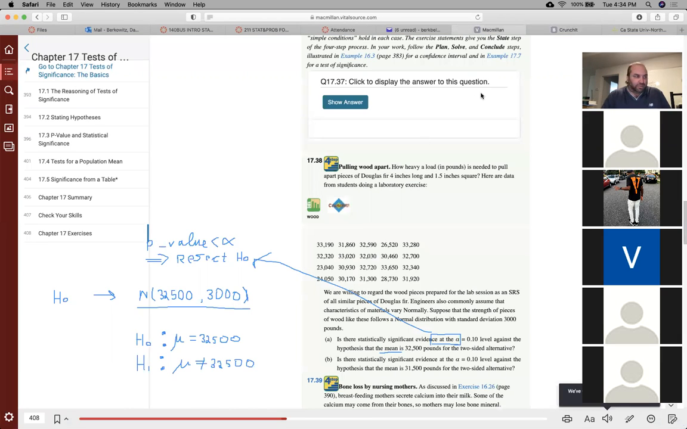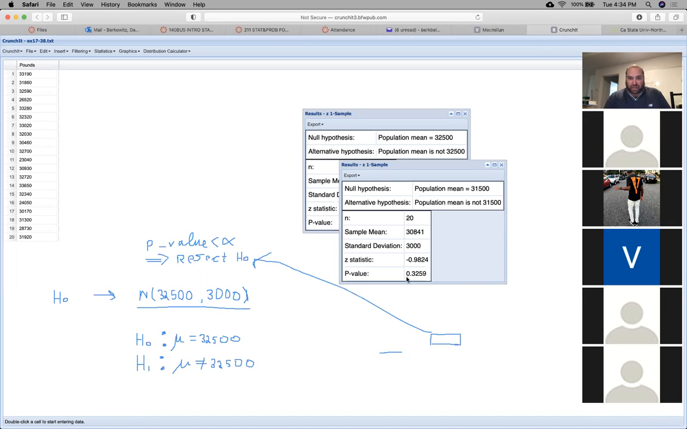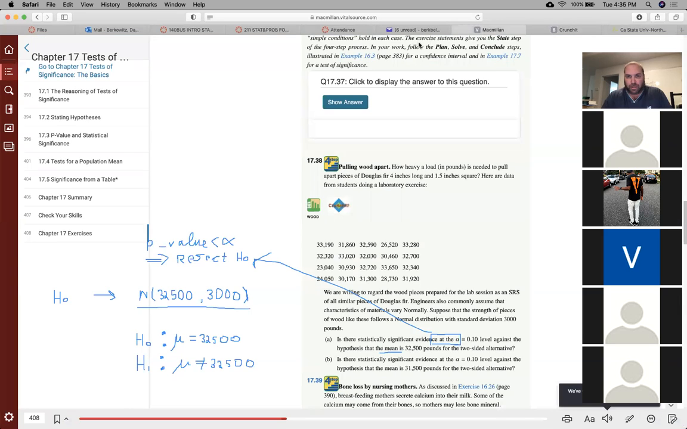Can I ask a question, please? Yeah, of course, go ahead. Since it was 0.3, you said you do not reject it? Yeah, because this is bigger than alpha. And when the p-value is larger than alpha, the data is not statistically significant, and therefore we do not reject the null hypothesis. Okay, thank you. We haven't learned what the Z-statistic does yet. We haven't looked at that yet. We're just doing one thing at a time.